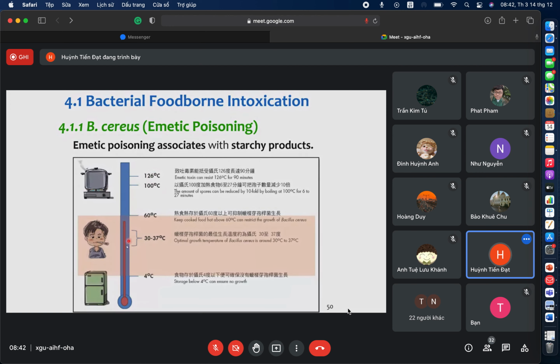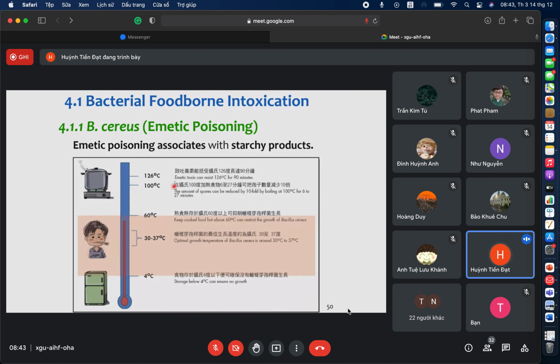Okay, so the guidelines regarding temperature. We need to store the food below 4 degrees Celsius. From 5 to 60 is the danger zone, right? So we store outside of that, 4 degrees Celsius or lower, or above 60 degrees Celsius. 30 to 37 is the optimal growth temperature for Bacillus cereus, around the human environment. 60 degrees Celsius is the point where microorganisms start to die from the effect of temperature. So keep cooked hot food above 60 degrees Celsius to restrict the growth of Bacillus cereus.